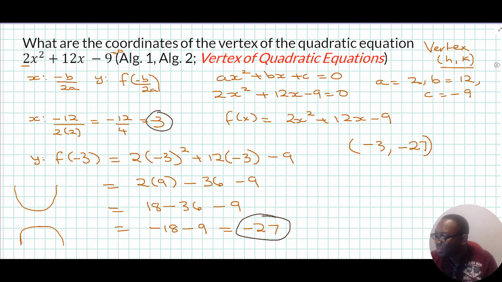The other approach you could have taken with this is to go ahead and figure out how to draw the graph, find all the roots and all of that, x-intercept, y-intercept. And for this graph, it's not going to be that easy to get because you have to use the quadratic formula. So this is the easiest way to use algebra to get the coordinates of the vertex of a quadratic expression or equation.